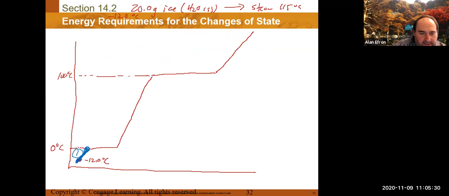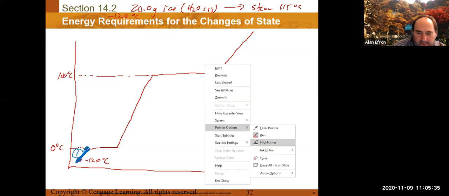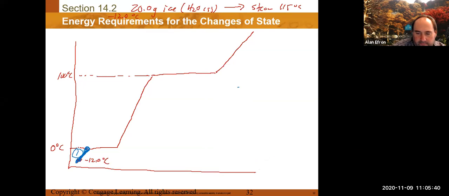So if we go back to our little curve here, we're now going to be sitting right about here. And by the way, just so everybody realizes, our goal is to end up way up here at 115 degrees Celsius. So the next thing that we need to do is take it from ice at 0 degrees Celsius to liquid water at 0 degrees Celsius. So that is the next step, the phase change. We're going to take it from solid to liquid at this point.